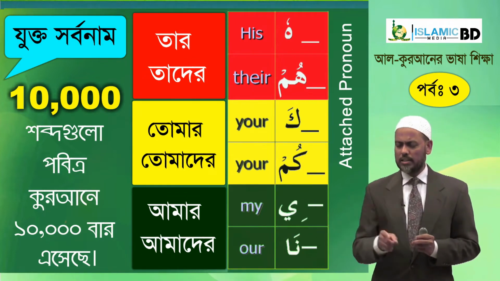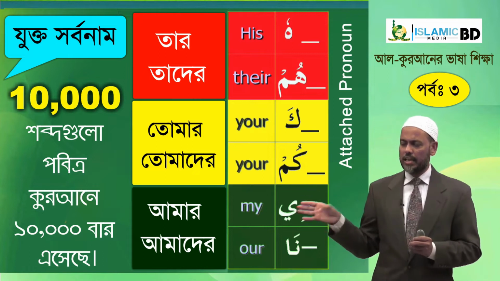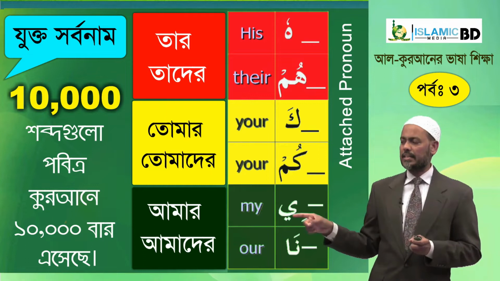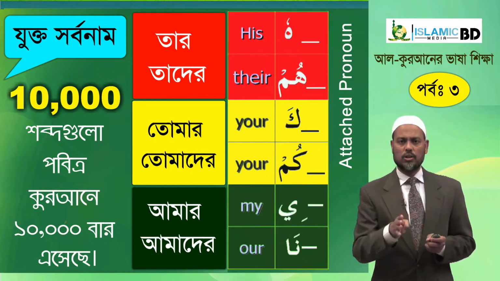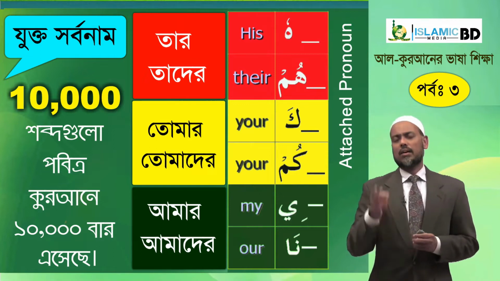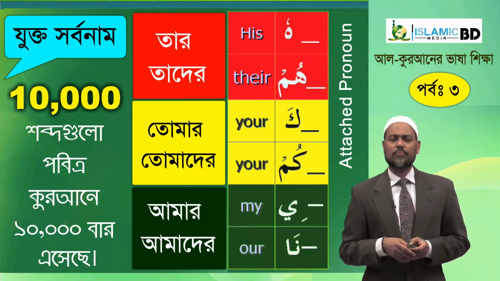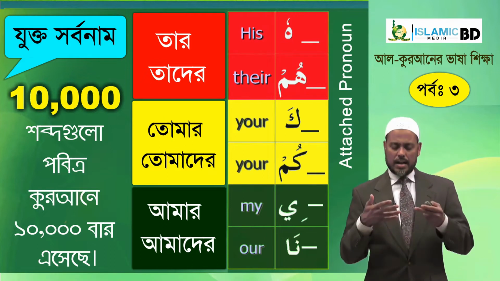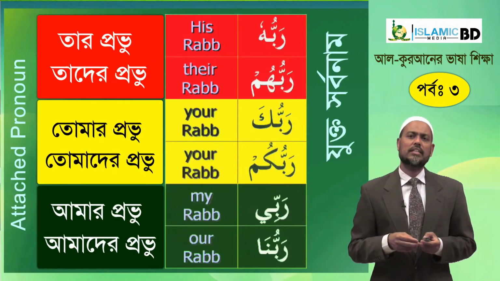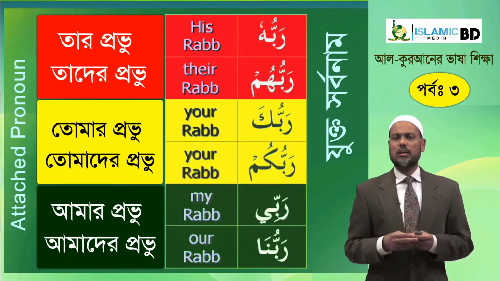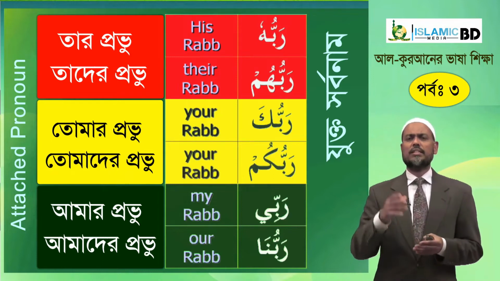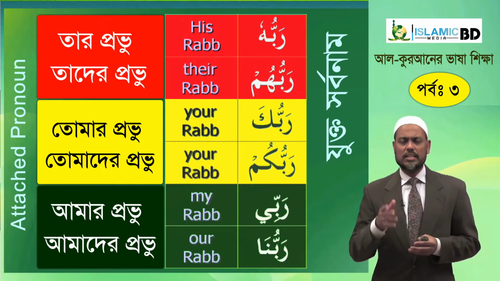So huwa, hum, anta, antum, ana, nahnu was he, they, you all, I, and we. Now we are learning his, their, your, my, and our, like possessive pronouns. And they are also used in other senses also. Because they come as attached or parts of a word, that's why we will learn these 6 forms by attaching to a word Rabb. Okay?